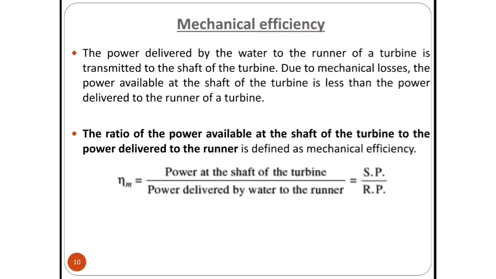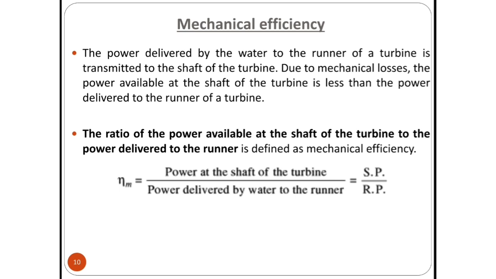So here, mechanical efficiency is nothing but the power delivered by the water to the runner of the turbine being transmitted to the shaft of the turbine. So this runner power will be transmitted to the shaft of the turbine. Due to the mechanical losses, the power available at the shaft of the turbine is less than the power delivered to the runner of the turbine.